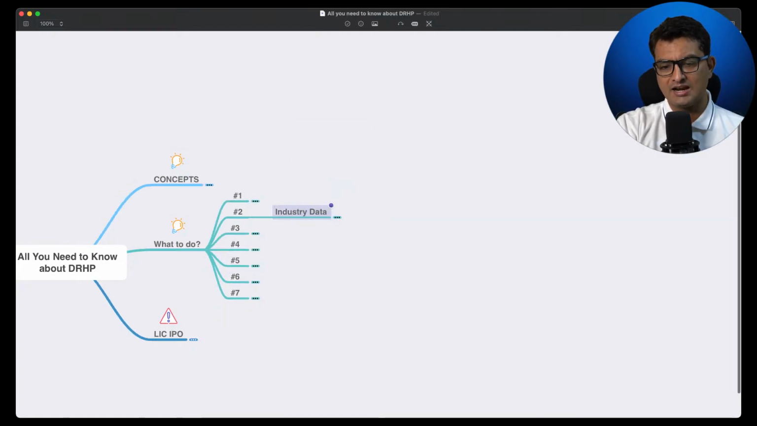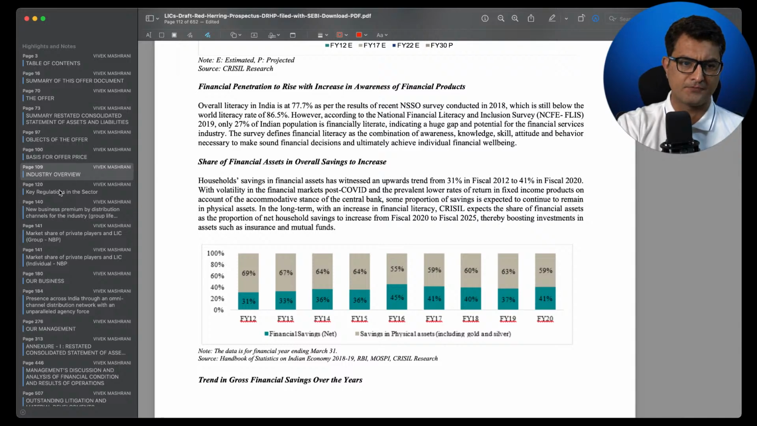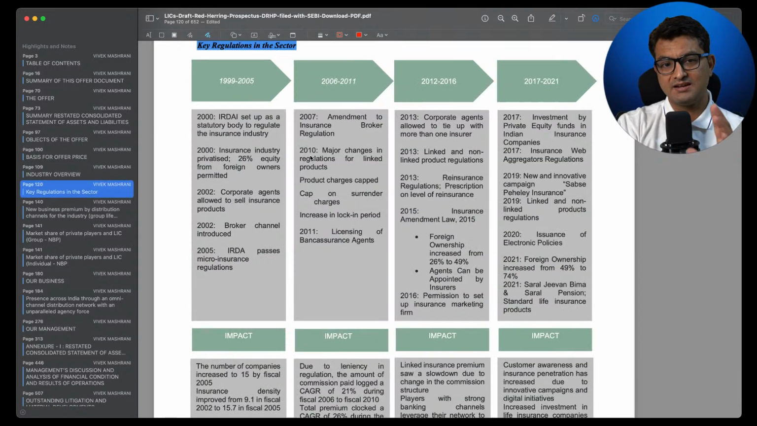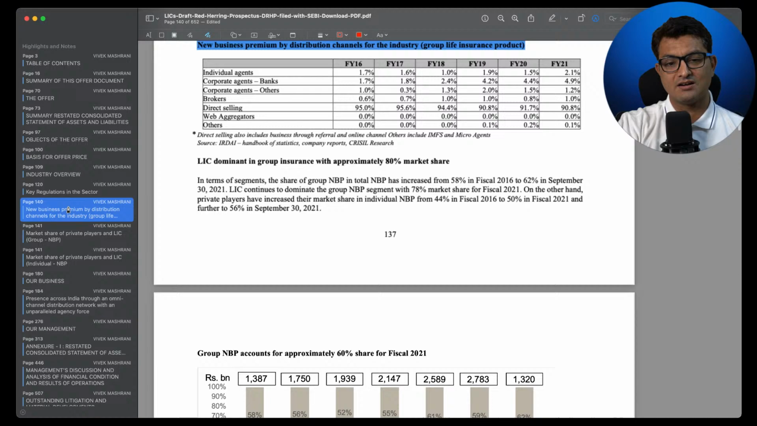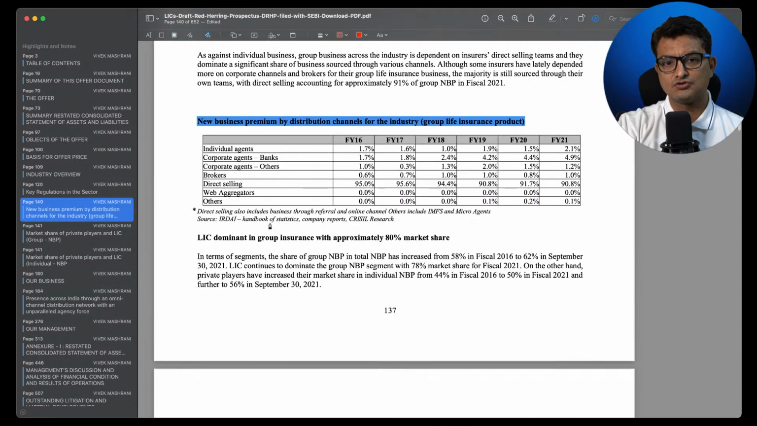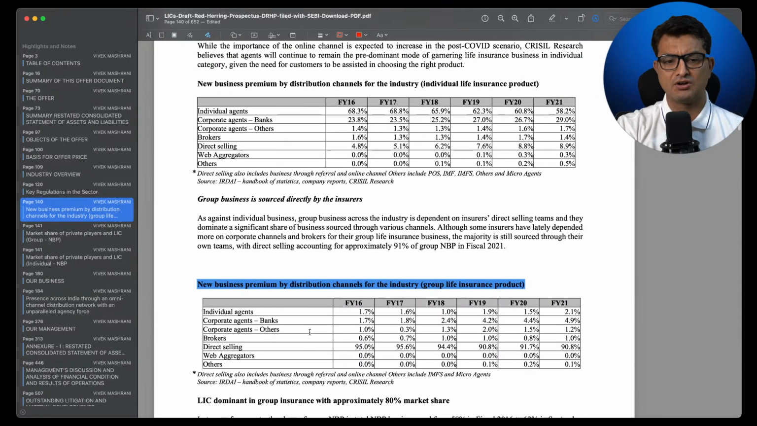So I'll open this note and I'll show you some of the sections which I've highlighted. Okay, so key regulations, there is this entire page where they will say what is the history of regulation in the Indian insurance industry. Just one page and you can get the entire idea. Then if you want to see what other players are doing, you can also see it in this particular analysis.